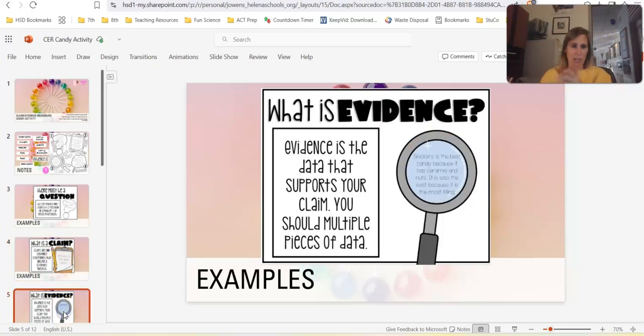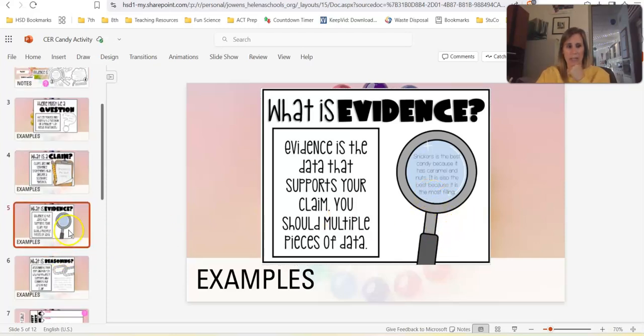Okay, then you guys are going to use evidence to back your guys' claim up. Evidence is the data that supports your claim. You should have multiple pieces of data. Okay, Snickers is the best candy because it has caramel and nuts. Fact, right? That's an observation, that's a description, however you guys want to look at that, that's a fact.